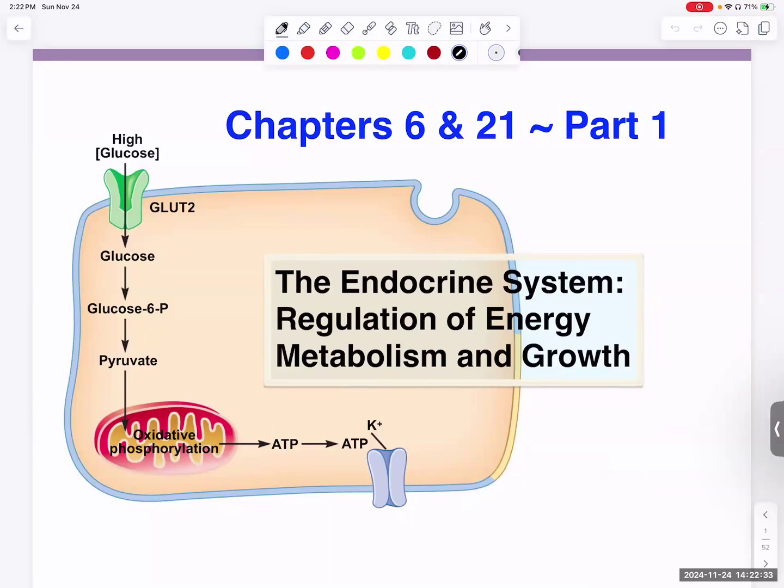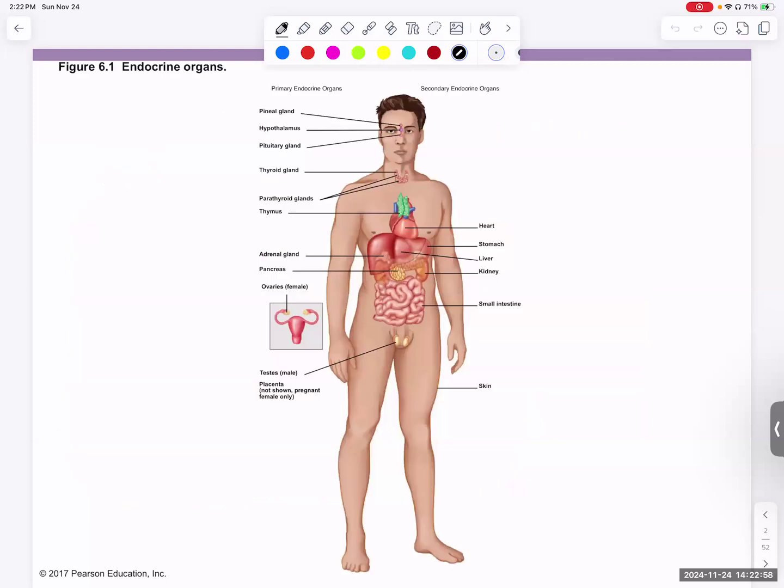So, for the last couple of chapters, we're going to be talking about the endocrine system, regulation of energy, metabolism, growth. And so, I wanted to start with chapter 6, which we kind of skipped over early in the beginning of the semester, covers the endocrine system. And I'm going to bring in some of chapter 6 before we get into chapter 21. So, let's start with just reviewing the endocrine organs.